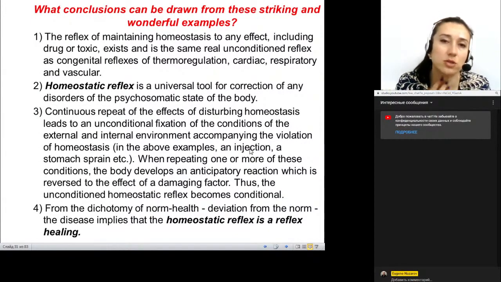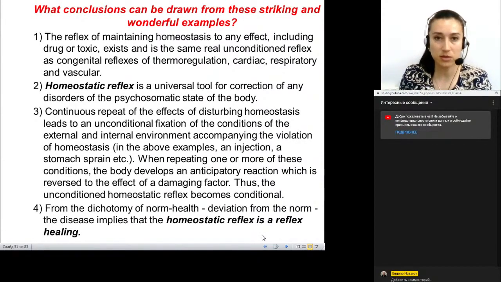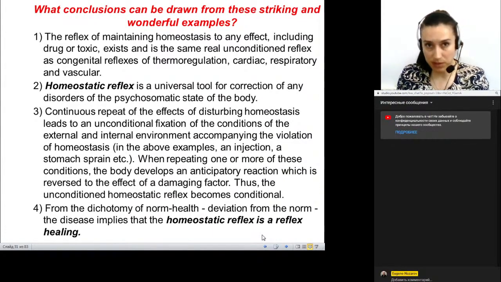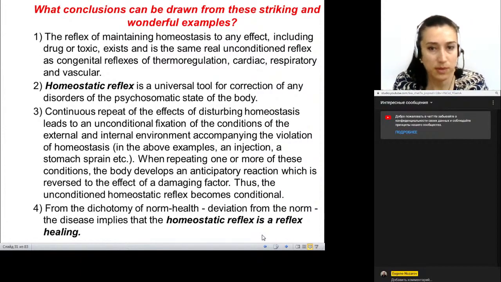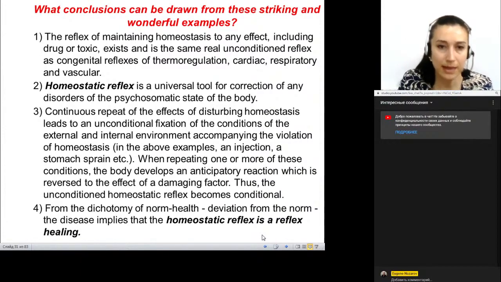So what conclusions can we draw from these examples? First, a reflex maintaining homeostasis in response to any effect, including drug and toxic, exists, and at the same time there are real unconditioned reflexes as congenital reflexes of thermoregulation, cardiac, respiratory, and vascular. The second is that the homeostatic reflex is a universal tool for correction of any disorders of the psychosomatic state of the body. The next conclusion is that a continuous repeat of the effect disturbing homeostasis leads to an unconditional fixation of the condition of the external and internal environment accompanying the violation of homeostasis.